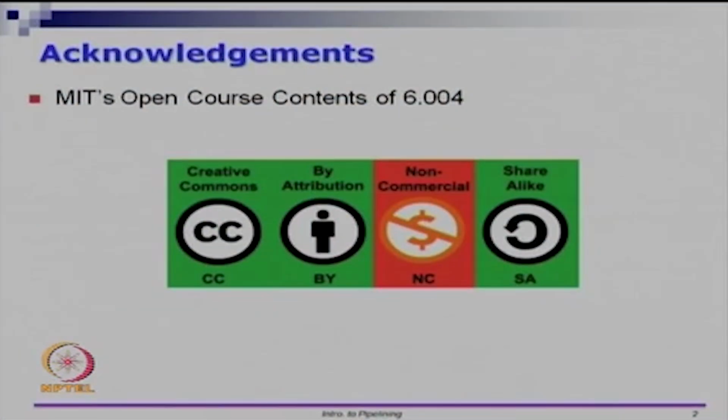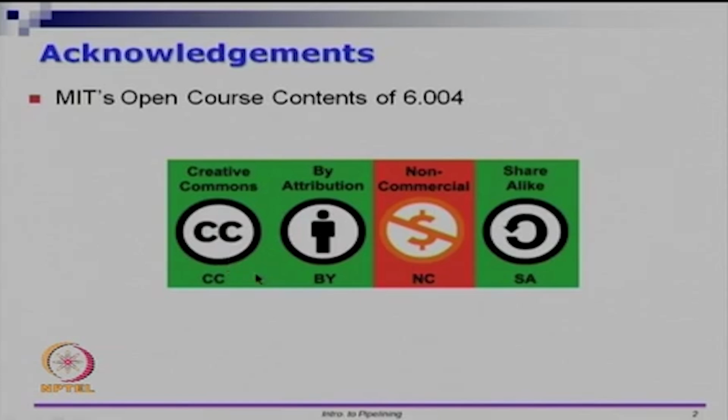Part of the material for this week's videos is taken from a course from MIT called computational structures. The course number is 6.004. MIT in the US has been offering a course on computational structures for a long time under what is called open courseware, or OCW, and they allow professors and others to use this.